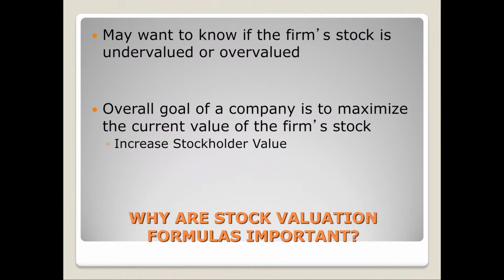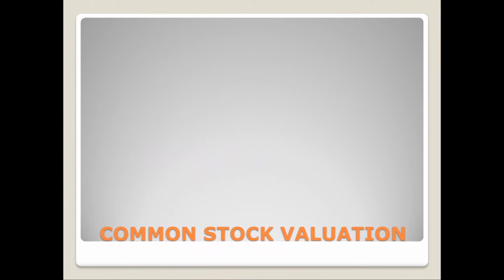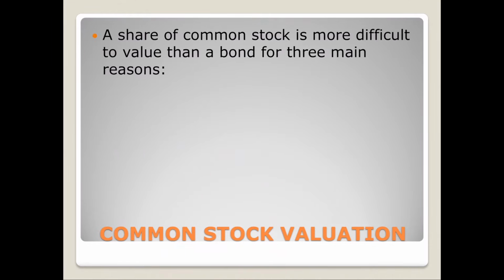As I just mentioned, the overall goal of the company is to maximize the current value of the firm's stock, which is increasing stockholder value. So what we'll focus on first is common stock valuation. And we'll discuss what the difference is between common stock and preferred stock later on in today's discussion. A share of common stock is more difficult to value than a bond, what we did in the last chapter, those debt obligations of corporations and governments. And this valuation of common stock is more difficult for three main reasons.